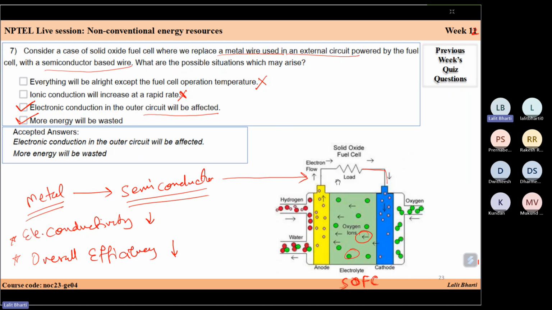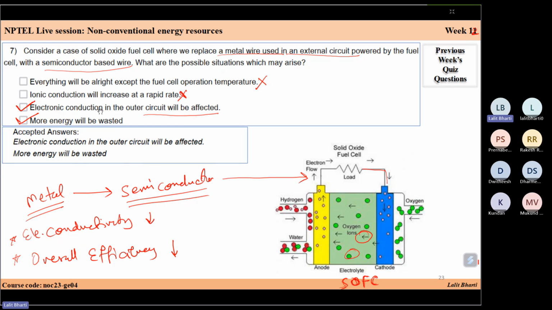The first option is everything will be all right except the fuel cell operation temperature. That is incorrect, because everything will not be the same. The second option is the ionic conduction will increase at a rapid rate. It will not increase, because the mobility of ions doesn't depend on the external circuit, but the overall reaction will be slower. So the movement will also be slower.